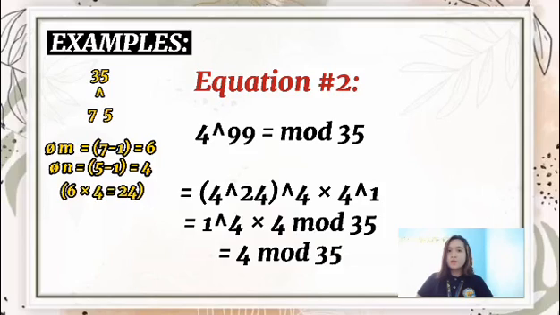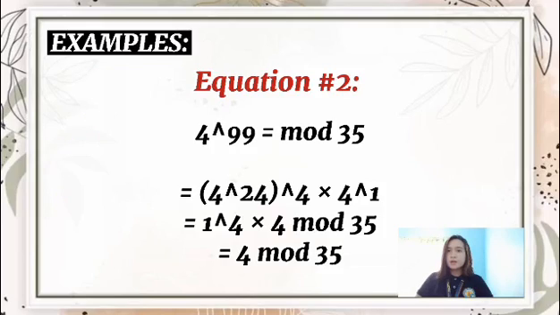So 6 times 4 is equal to 24. So now the exponent is the quantity of 4 raised to 24. So 99 divided by 24 is equal to 4.